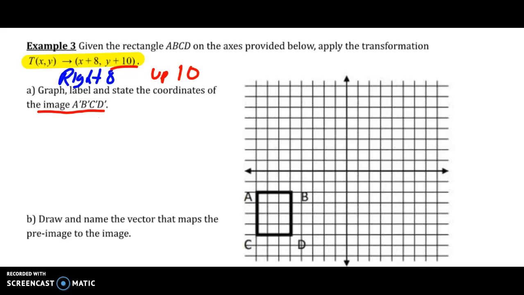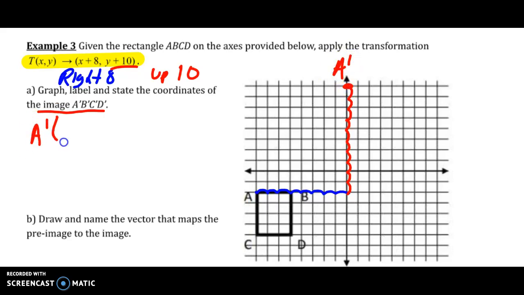So first thing I'm going to do is, again, I could just go right to adding to the coordinates, but then I have to write down the coordinates of A, B, C, D, which I'm going to do as little work as possible, but it's still a valid approach. So I'm going to move point A, 8 to the right. 1, 2, 3, 4, 5, 6, 7, 8. And then I'm going to move it 10 up. 1, 2, 3, 4, 5, 6, 7, 8, 9, 10. And there is A prime.